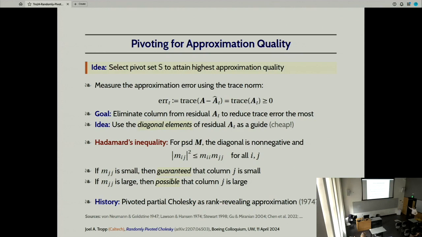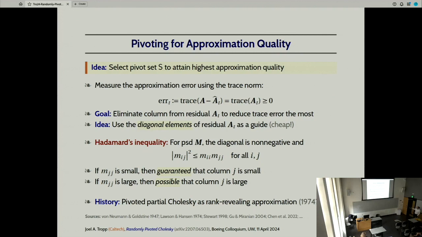Now, our goal at the next step is to eliminate a column to reduce the trace error the most. And the idea, based on our numerical experiment on the previous slides, is going to be to use the diagonal entries of the residual as a guide to which columns are going to help us out the most. Make sense? All right, we saw that a big diagonal entry seems to signal a column that still has a lot of information in it. Okay, and the reason we're going to do it this way instead of working harder is because it's really cheap to look at the diagonal. We'll come back to this point later.